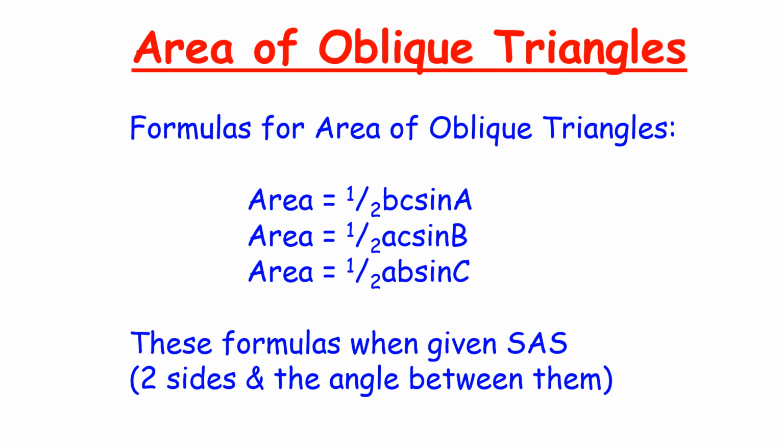So our area formula is 1/2 of the product of the two side lengths, B and C, multiplied by sine of the included angle, which would be sine of angle A, or 1/2 AC multiplied by sine of B. And lastly, 1/2 AB multiplied by sine of C.